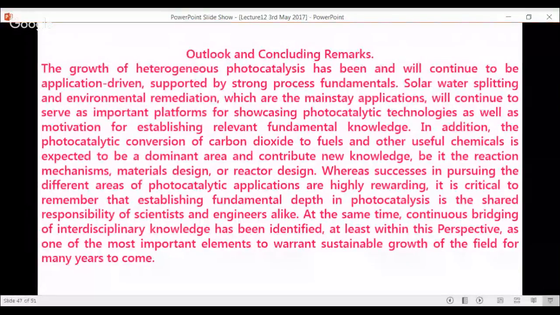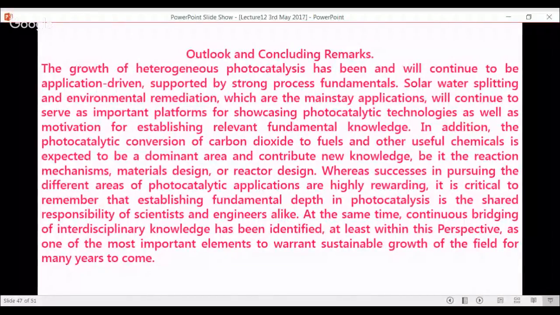Whereas success in pursuing the different areas of photocatalytic applications is highly rewarding, it is critical to remember that establishing fundamental depth in photocatalysis is the shared responsibility of scientists and engineers alike. We have not yet understood. Scientists have understood certain static phenomena, and engineers have understood how to make it into a device. But the interface, what is the electrode-electrolyte interface, and what is the mechanism of the charge transport across these.